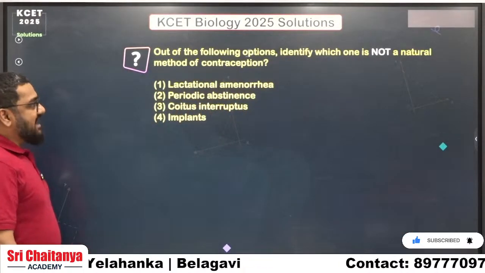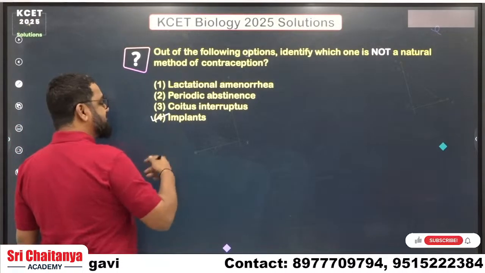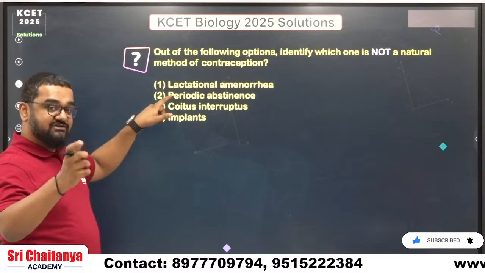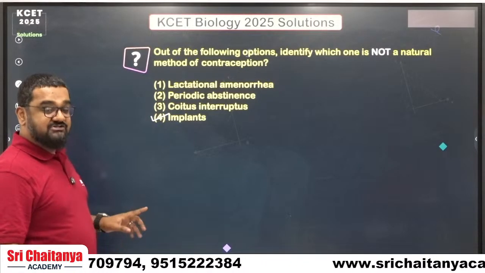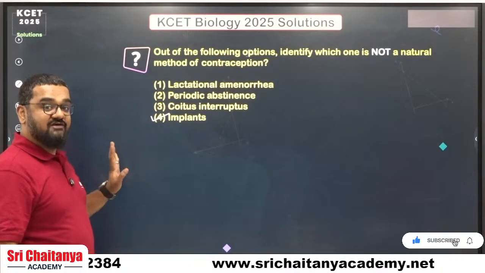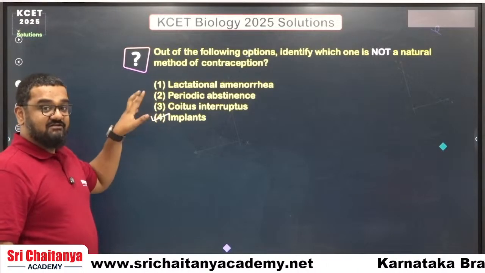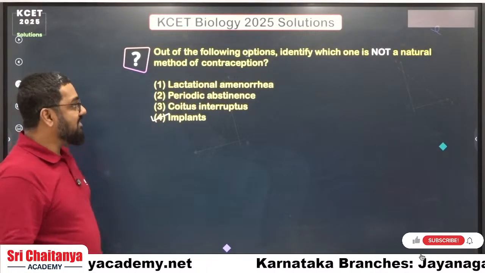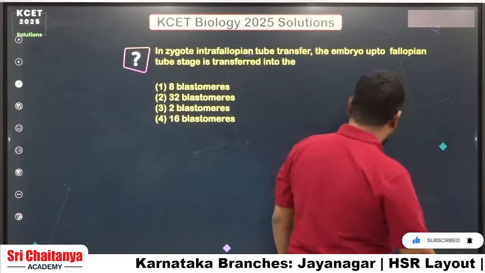Out of the following options, identify which is not a natural method of contraception. Very easy. Answer is implants, because they are chemical methods. Here in this case, you can see lactational amenorrhea, temporary phase for 6 months. No pregnancy can occur because of inhibitory effects of prolactin. Periodic abstinence. Here the people will abstain from intercourse during the unsafe period, where the probability of fertilization is more. Coitus interruptus. During copulation, the male will withdraw the penis right before the ejaculation. Out of this, the failure rates are very high, but the question is not that. Which one is not a natural method of contraception? Answer is implants. Let's move on to the next question.